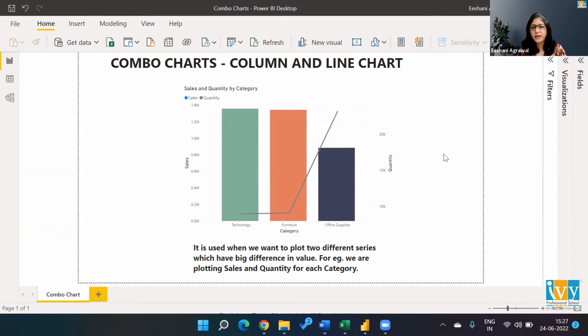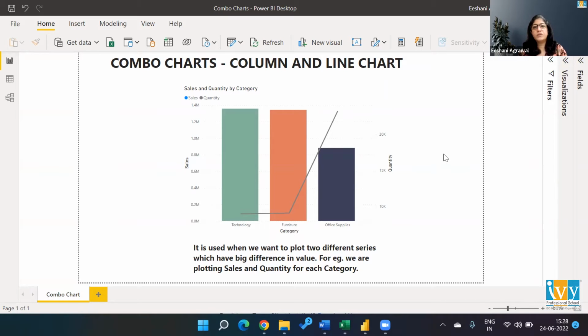My name is Ishani. I'm back again to show you the different kinds of charts that we can create in Power BI and their usage. So today we are going to talk about something called a combo chart. Combo chart literally means a combination of two different chart types. The ones that are available in Power BI are the clustered column with a line or a stacked column with a line. So I have taken an example of a clustered column and a line chart.